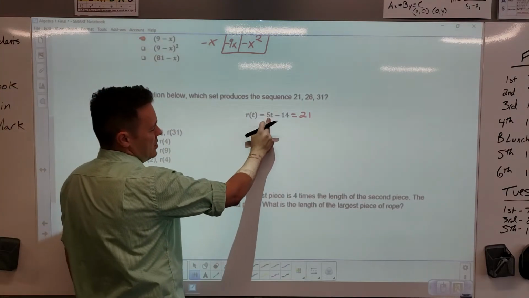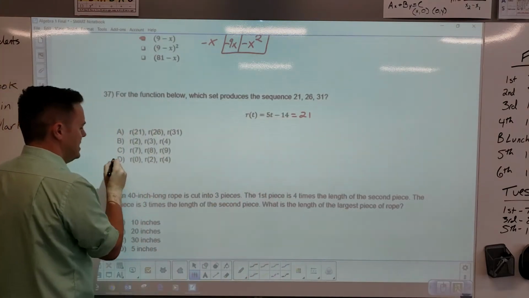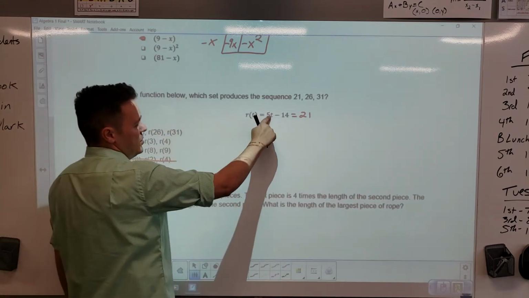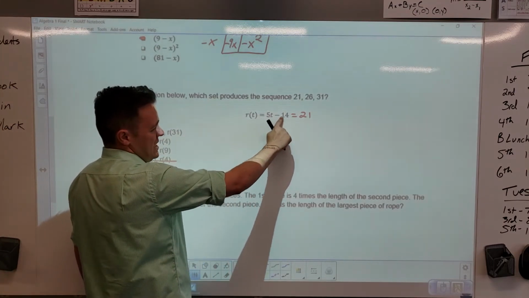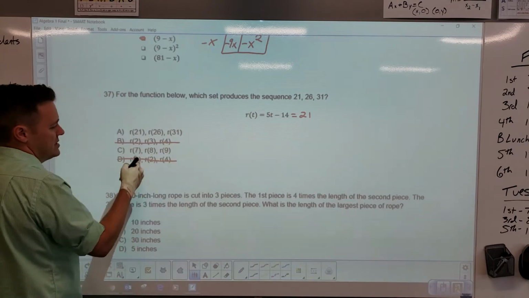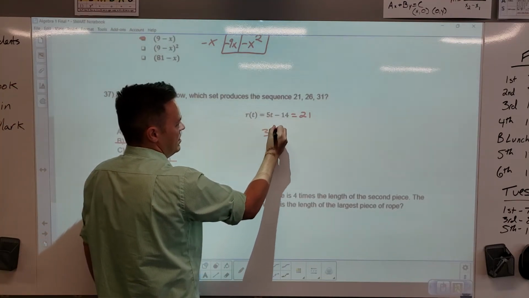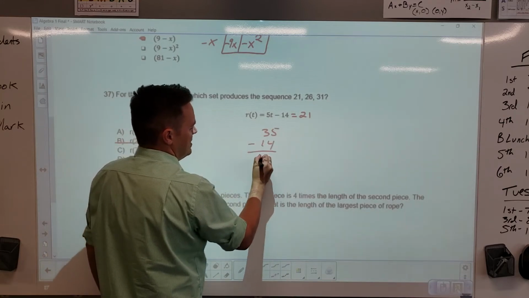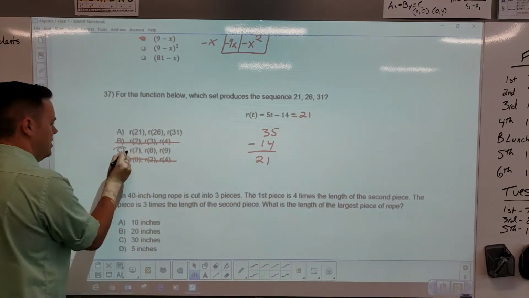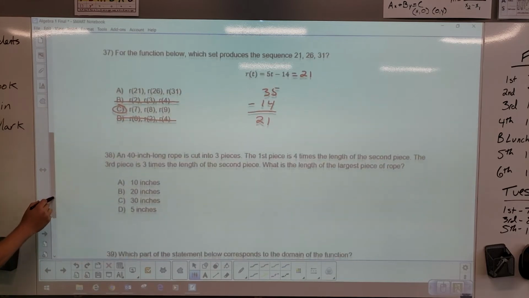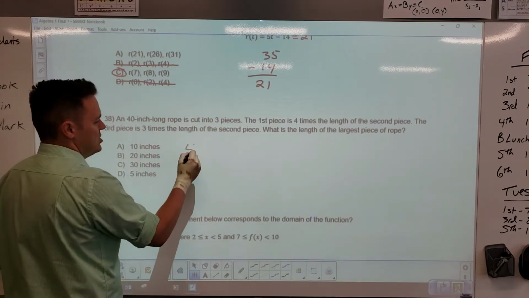So if I put a 0 in here, that'd be -14, that's not it. If I put a 2 in here, 5 times 2 is 10, that'd be -4, that's not it. If I did 7, 7 times 5 is 35, minus 14, that is in fact 21. The answer is C.